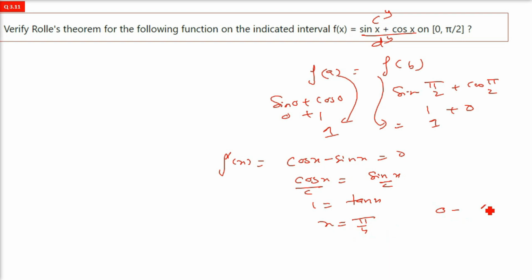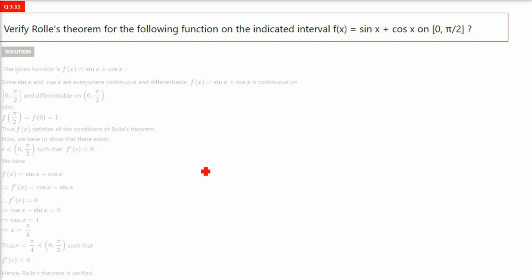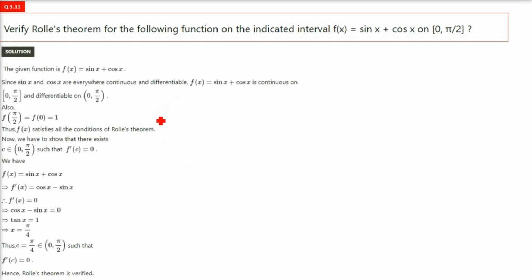When we have x equal to pi by 4, is it lying between 0 and pi by 2? 0 is 0, pi by 2 is 90 degrees, pi by 4 is 45 degrees, in between. So this is how we have verified Rolle's theorem. I have to show you the solution also, so that those who want to do it by themselves can just have a look, they can have a reference.